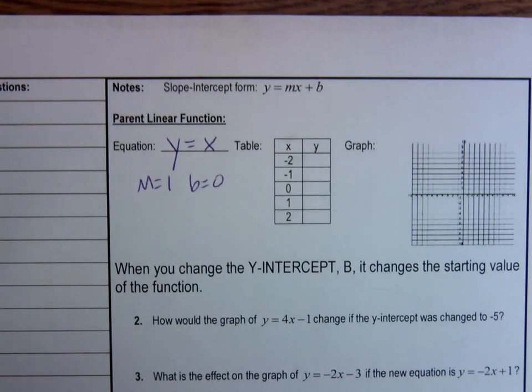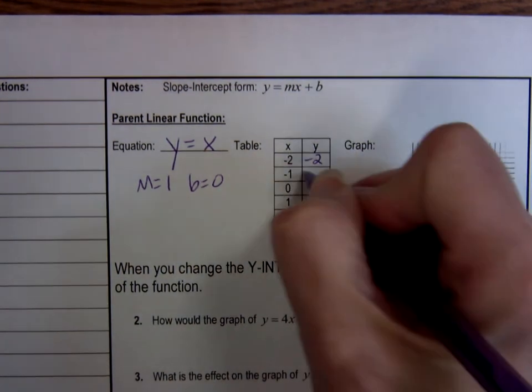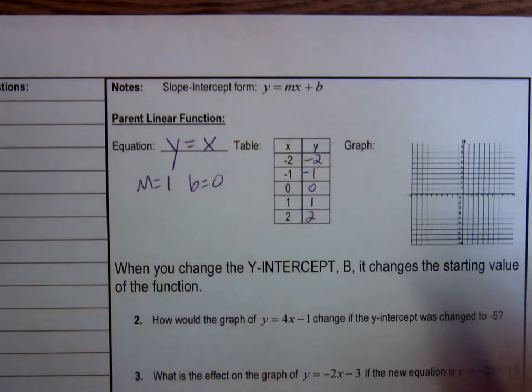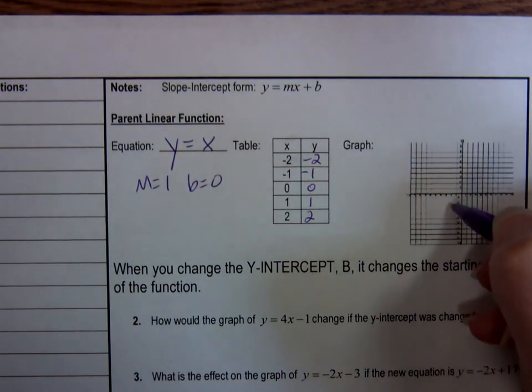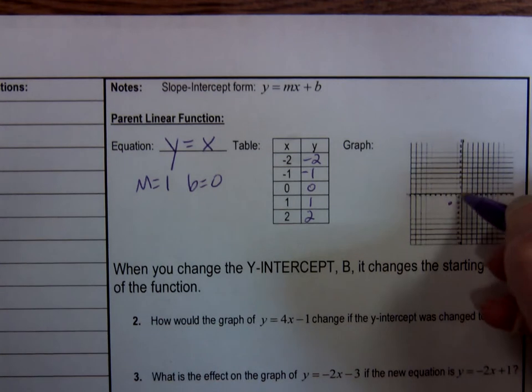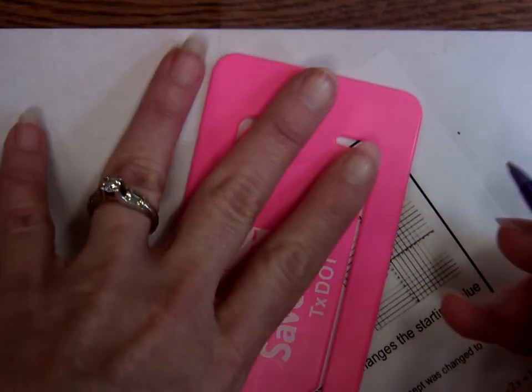And so we look at the table of values, and remember, if the x is negative 2, then that means that the y is negative 2. The same with each one of these other values. Now, in order to graph this, we're going to start at negative 2, negative 2. I apologize for the graph. Negative 1, negative 1, 0, 0, 1, 1, and 2, 2. And then we can draw our line.